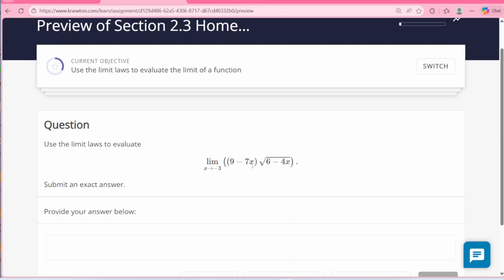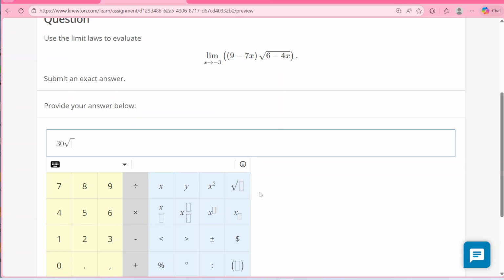And then outside the square root, negative 7 times negative 3 is 21, plus 9 is 30. And you can seriously just enter 30 times the square root of 18. I put the symbol in. Now I know that the square root of 18 simplifies. The square root of 18 is the square root of 9 times the square root of 2, which is 3 root 2. So this would be 30 times 3 root 2, or 90 root 2.